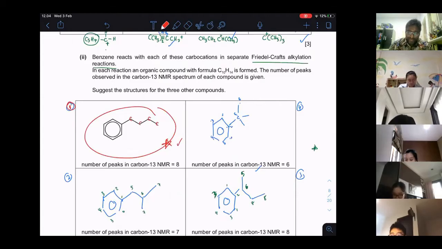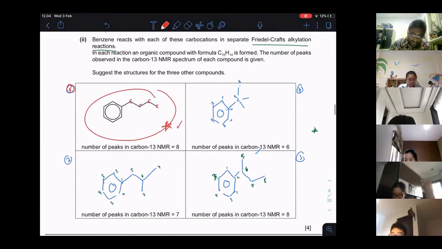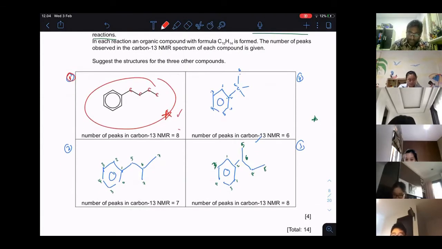So I need to come up with the other 3, but the only thing that I am provided with is the number of peaks in carbon 13, which is 8, 6, 7, and 8. How do I use this information to identify what type I'm going to get?